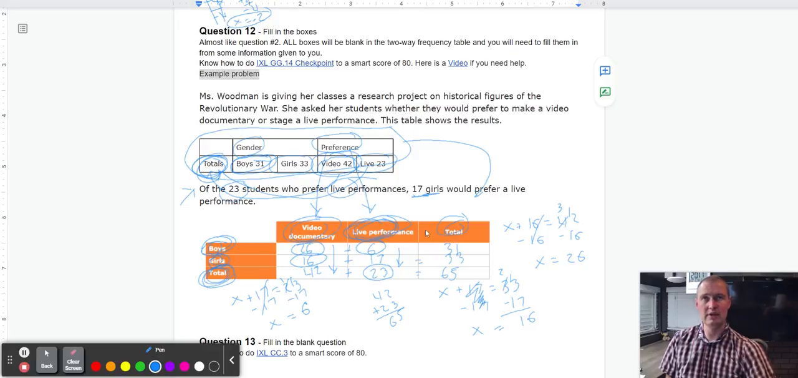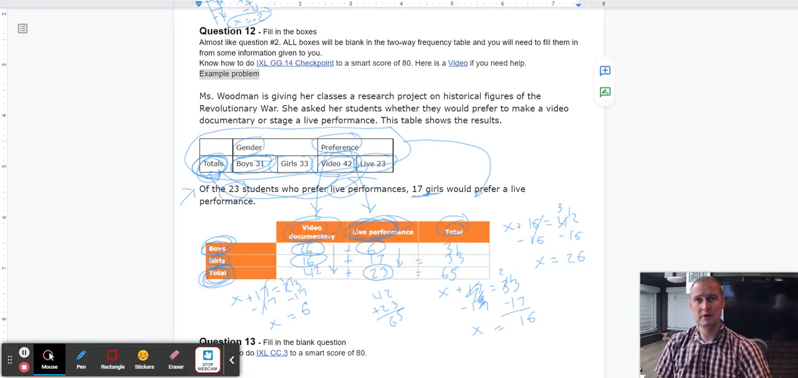So that's what they're going to ask you on question 12. Be able to fill out the entire table based upon a secondary table and one sentence. The one sentence will give you that last bit of information to fill out the rest, because all the numbers have to be exact or it will not be right.